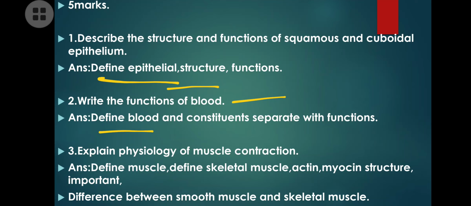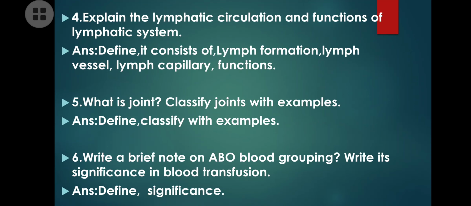Then explain the physiology of muscle contraction. Define muscle, define skeletal muscle; actin and myosin structure is very important here. Also write the difference between smooth muscle and skeletal muscle if the space allows you. But remember, if anywhere they ask about muscle contraction or skeletal muscle, you should at least write this one. Clear?